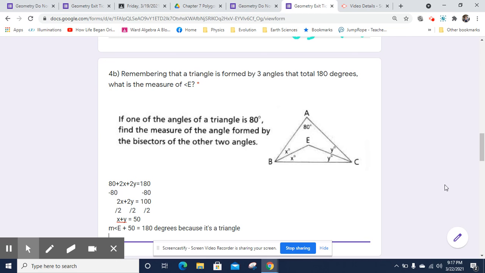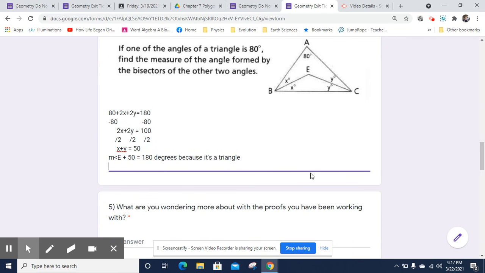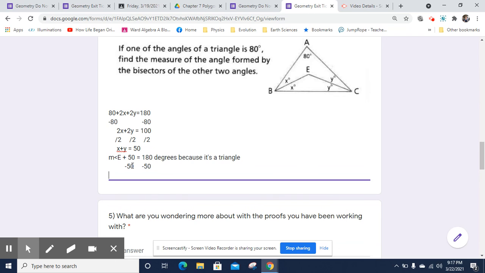Okay, and now I'm going to scroll down a little bit because I'm running out of space there. Now I just subtract 50 from both sides. And measure of angle E is going to equal 130 degrees.